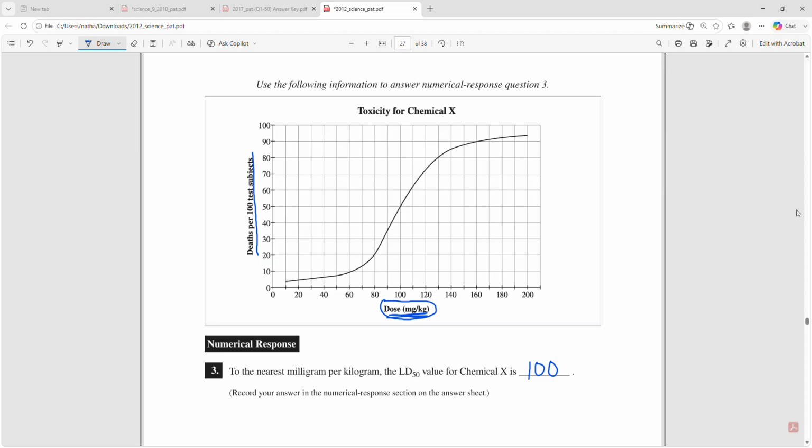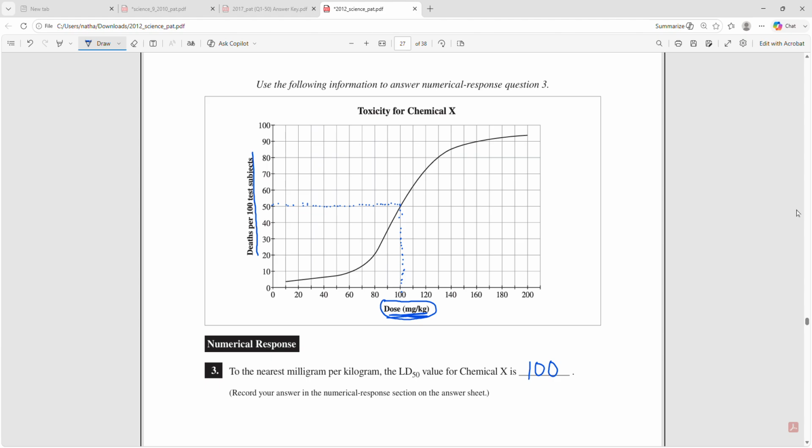So every kilogram contains this many milligrams of this substance. So to the nearest milligram per kilogram, the LD50 value for the chemical X is. If we're saying that this is deaths per 100, 50% of 100 would be 50. Remember, LD50 is the dosage that would cause 50% of test subjects to die.